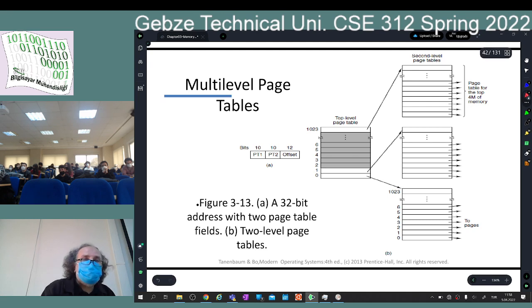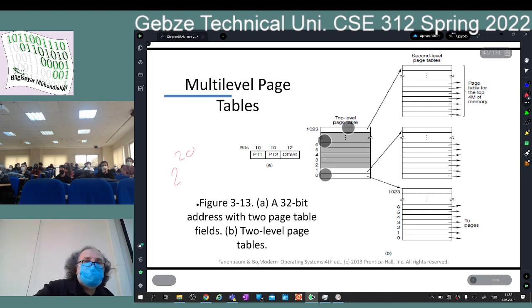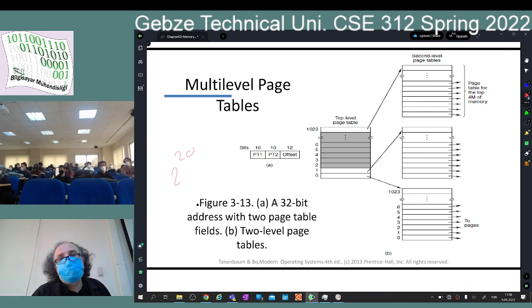The obvious answer is this: I can't keep 2 to the power 20, 1 mega lines of page table, in my memory. It won't fit. It is too big. So I keep only this 1K-entry top-level page table in my memory. For the rest of these more than 1000 page tables, I keep the most frequently used of them. The ones that I don't use, I will keep on disk. This is called a multi-level page table.